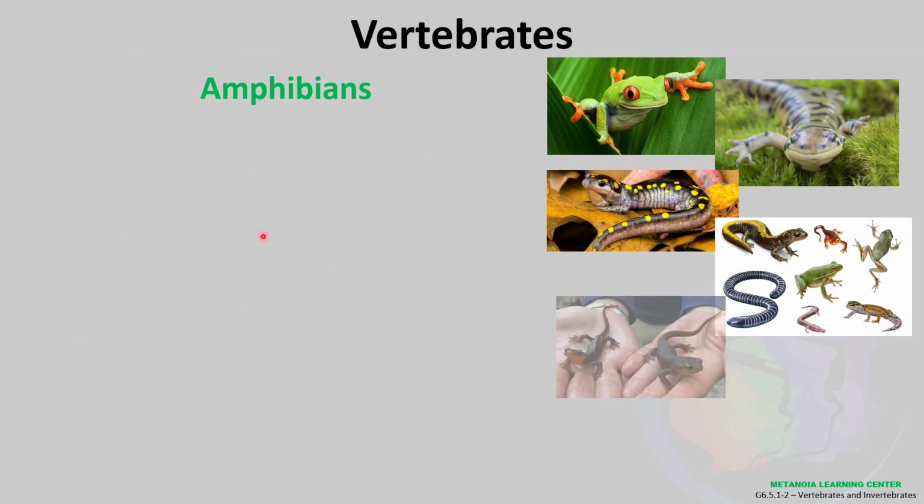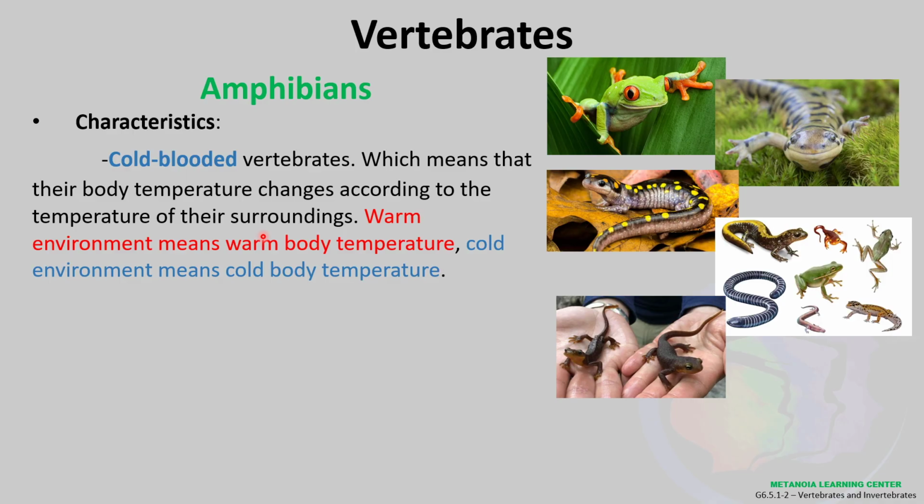Amphibians, yan ang mga examples of amphibians. Characteristics ng amphibians, they are cold-blooded vertebrates. What do you mean by cold-blooded? It means that they basically change their body temperature according to their surrounding. Okay, unlike tayo mga tao, we cannot change our body temperature. Thus, we are called warm-blooded. No? Warm-blooded tayo. While yung mga amphibians are cold-blooded.